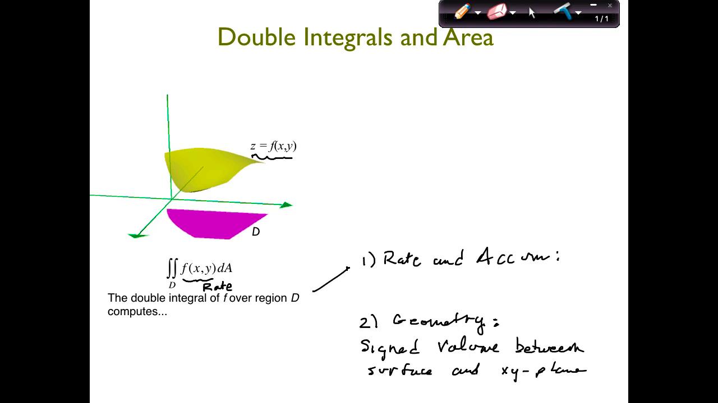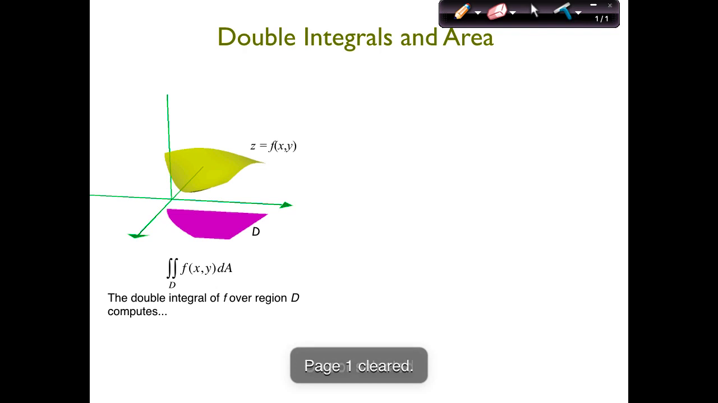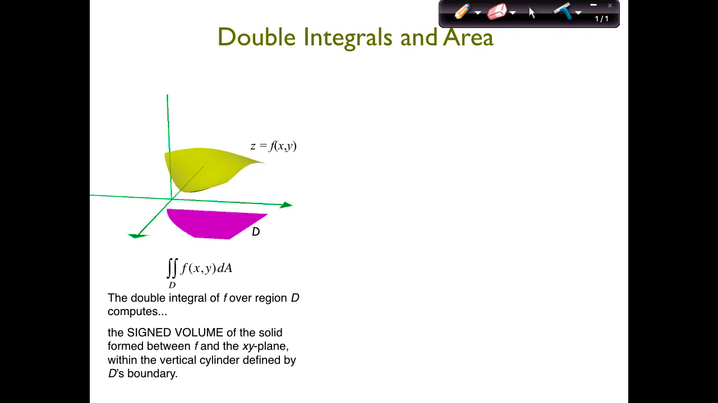So what defines the sides? The vertical sides are like the cylinder formed by the edges of D. So here's a very formal way to say it: it's the signed volume of the solid formed between f and the XY plane within the vertical cylinder defined by D's boundary. That's like an A++ definition.